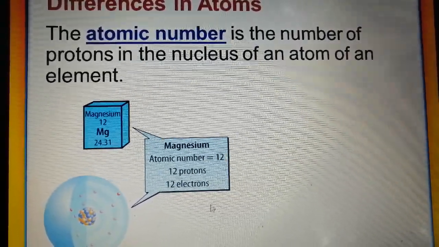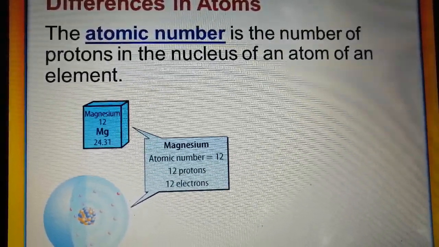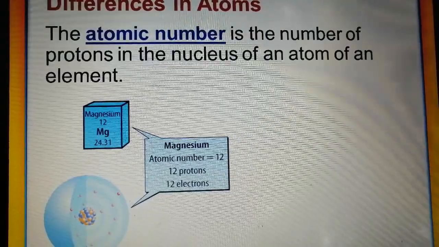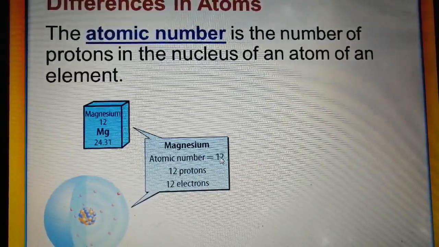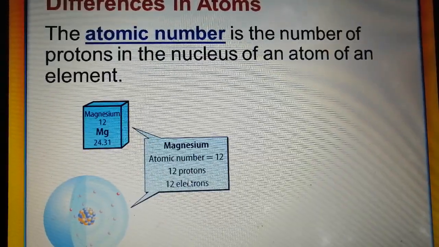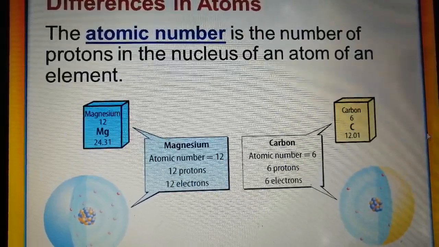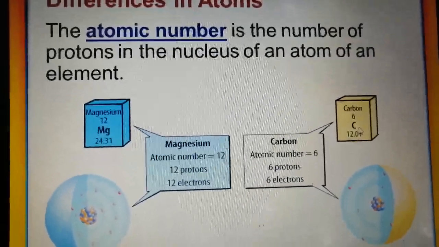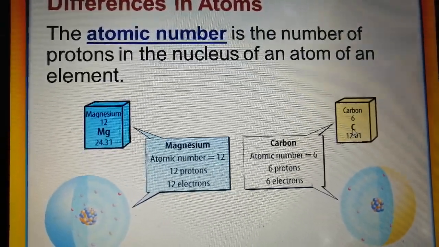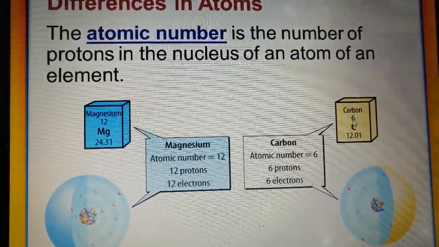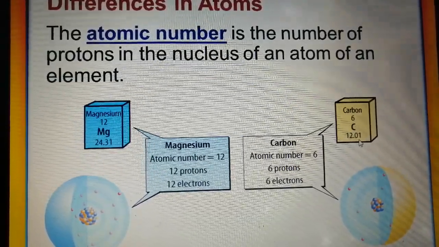But you must know that in any atom, the number of protons equals the number of electrons. So the atomic number here equals 12. 12 here represents the number of protons and the number of electrons, okay? This is a carbon atom. The symbol of the atom is C. 6 here represents the atomic number, and 12.01 represents the mass number.